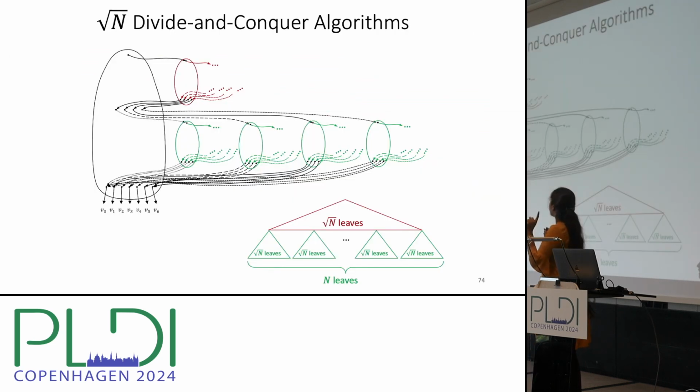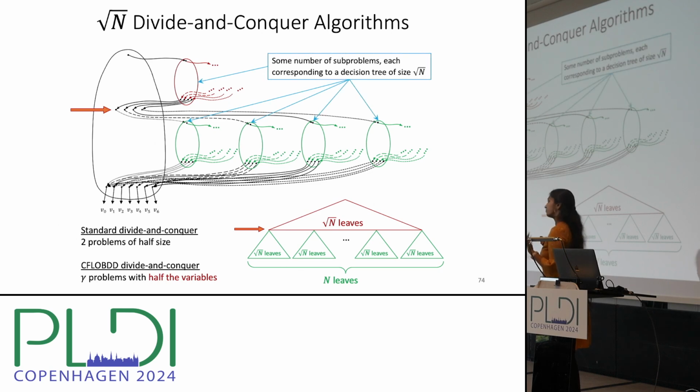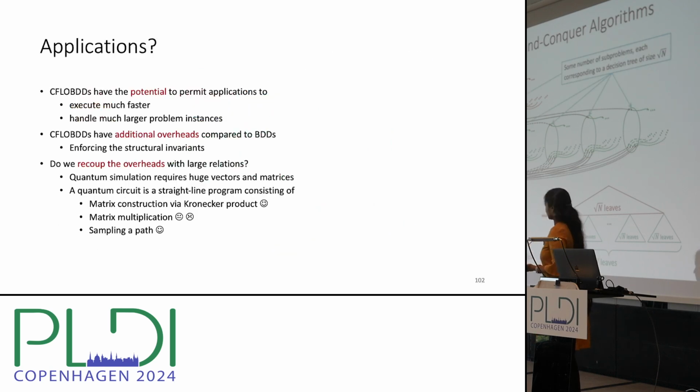However, the users do need to think about redesigning some of the algorithms, because BDDs follow a standard divide and conquer approach, whereas CFLOBDDs follow a slightly different approach. They are a root and divide and conquer because they divide on the number of variables and not on the number of outputs. So that is one thing that someone needs to think about if they want to use CFLOBDDs.